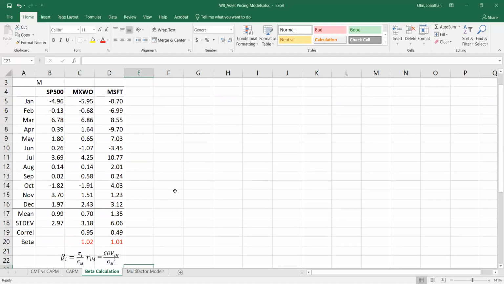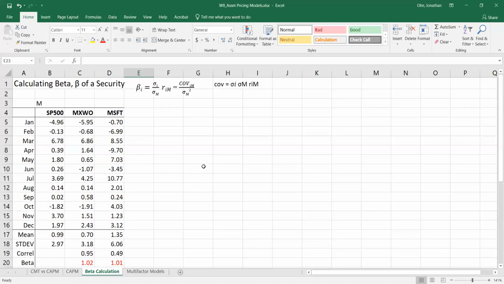Another way is to use regression analysis. Has anybody done regression analysis? You regress the individual stock return on the market return, right? This is how to do it.